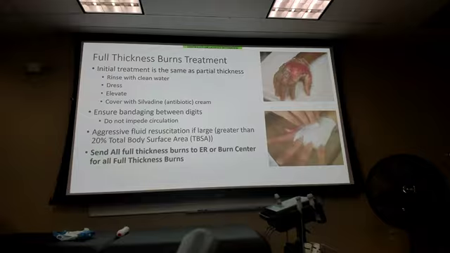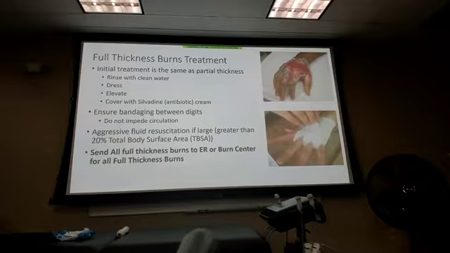Right, so there's a difference. But the biggest thing is, especially if you're not sending them right away, or even if you are, and you're bandaging them, try to get in between the fingers, okay? They will actually adhere to each other and be harder to treat. So you want to make sure that you are putting gauze or something, a Telfa, in between the fingers so that they don't stick to each other.